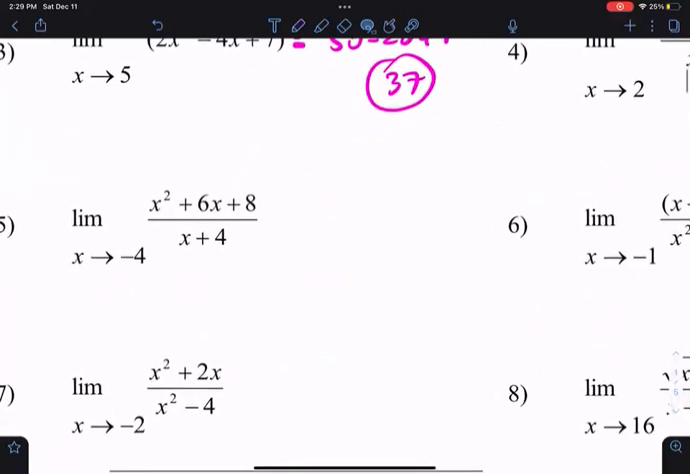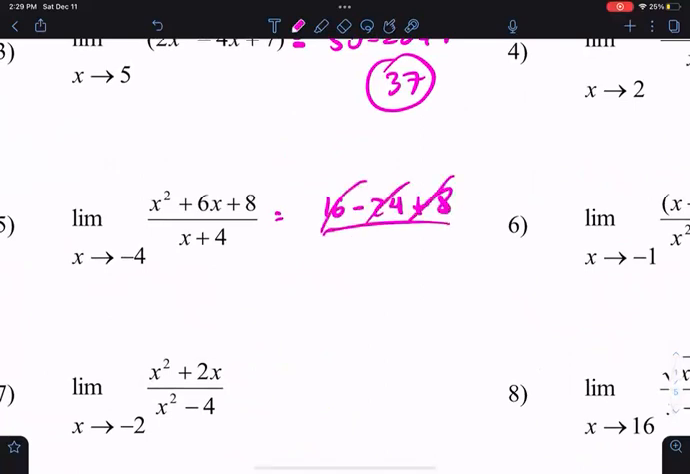Here you need to factor as well, right? Because if you plug it in, you get 16 minus 24 plus 8. So that's 0. You get 0 over 0 again, right? So you cannot just leave it like that. So you need to factor basically. So this is x plus 4, x plus 2, and this is x plus 4. Cancel, cancel, plug it in, you get negative 2. Yes?